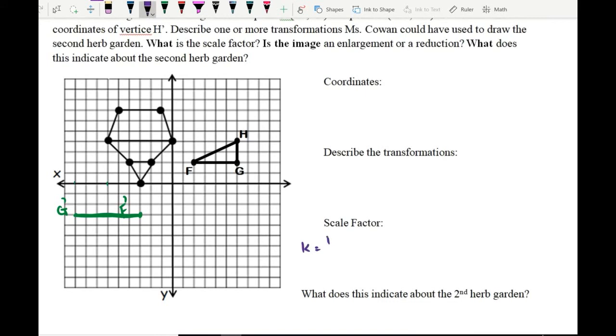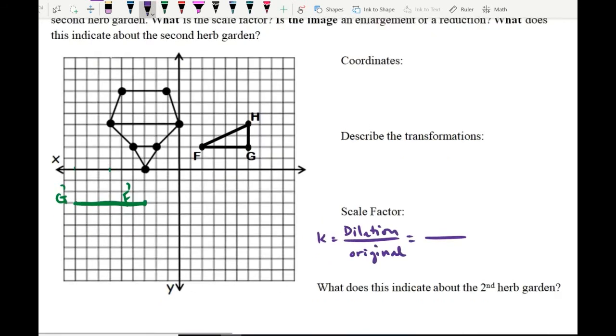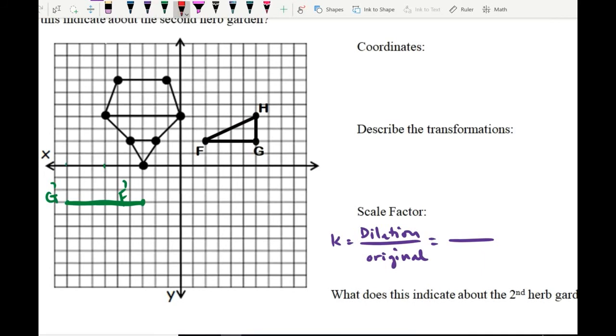K is equal to the dilation over the original. Alright, so all we need to do is count the boxes. 1, 2, 3, 4. So original FG is 4 boxes. This is 1, 2, 3, 4, 5, 6. So that will be 6 units for F prime G prime. So 6 is the dilation, and the original was 4. Then we can reduce this fraction by 2, that will give me 3 over 2. Okay, so the scale factor is 3 over 2.